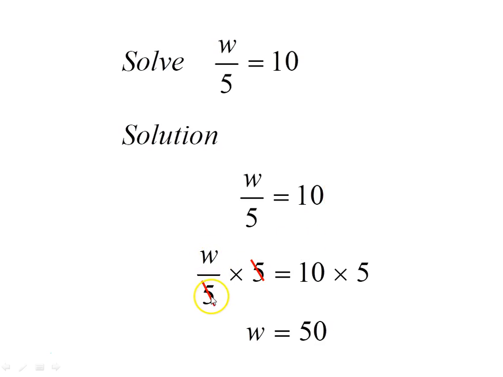So w divided by 5 times 5 means the 5's can cancel out on the left, leaving just w. 10 times 5 is 50, so w equals 50. If we go back to the original equation, 50 divided by 5 equals 10.